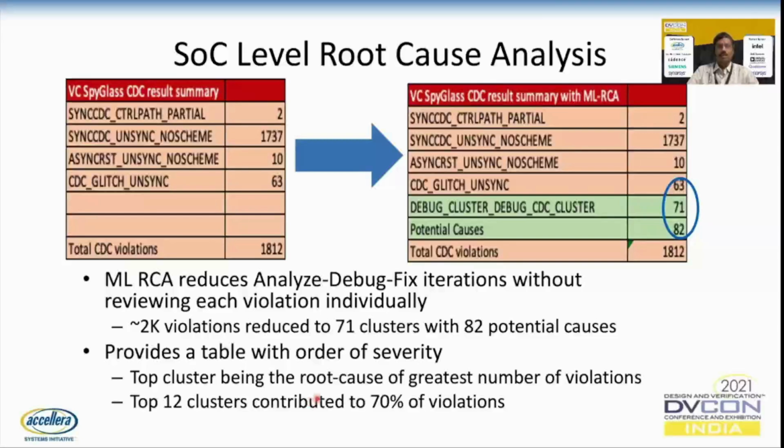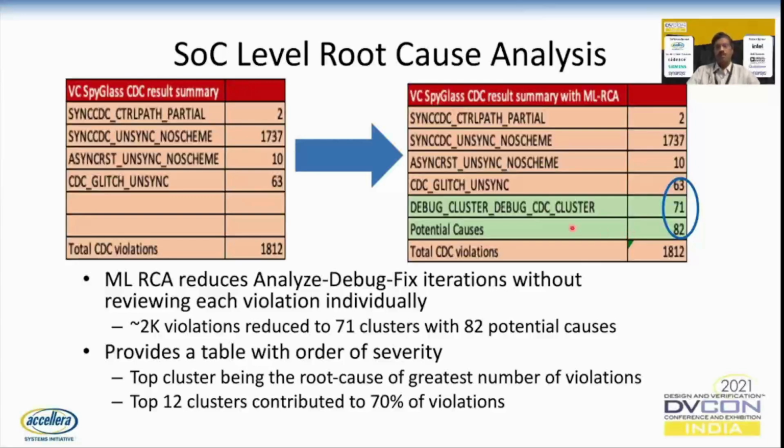Now, looking at the SOC level root cause analysis, we had around 1,800 CDC violations. MLRCA reduced the analyze, debug, fix iteration that we typically go through and avoided reviewing each of these violations individually. So these violations were reduced to 71 clusters with 82 potential root causes.